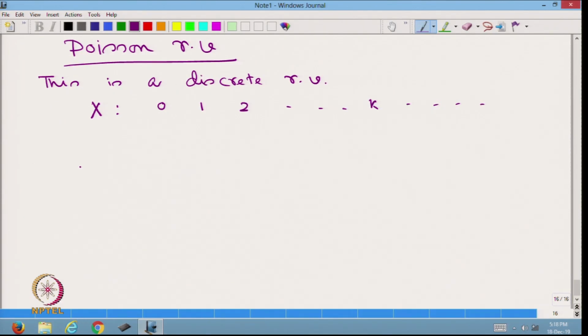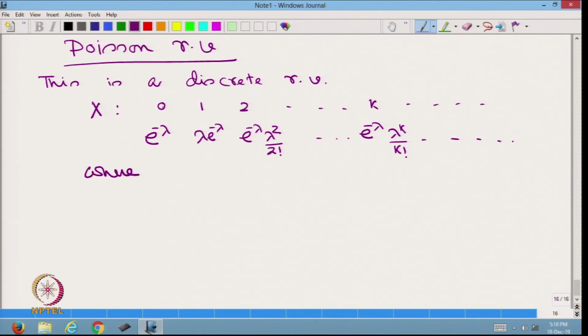That means x takes all non-negative integers from 0 to infinity, such that probability x is equal to 0 is e to the power minus lambda, probability x is equal to 1 is lambda e to the power minus lambda, probability x is equal to 2 is e to the power minus lambda, lambda square upon factorial 2, probability x is equal to k is e to the power minus lambda, lambda to the power k upon factorial k, like that, where lambda is greater than 0.